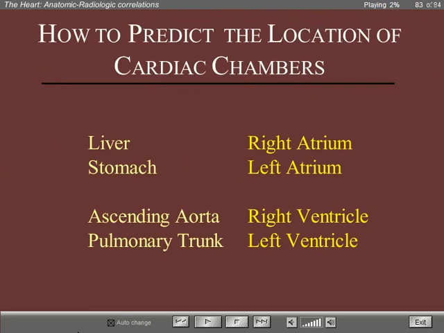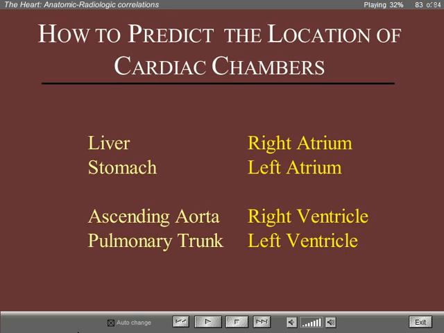In summary, when we are trying to determine the anatomic location of the atria, we should look at the position of the liver. When the liver is under the right hemidiaphragm, the right atrium is to the right of the left atrium. Conversely, when the liver is under the left dome of the diaphragm, the right atrium is to the left of the left atrium.